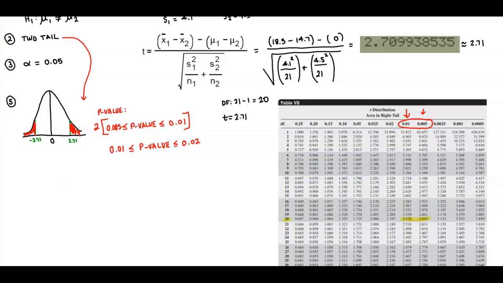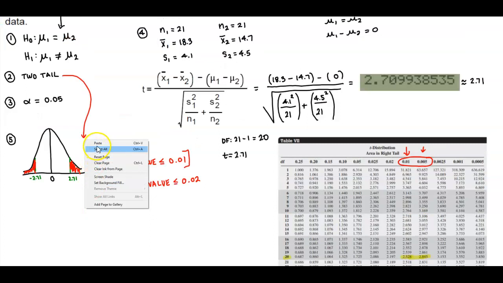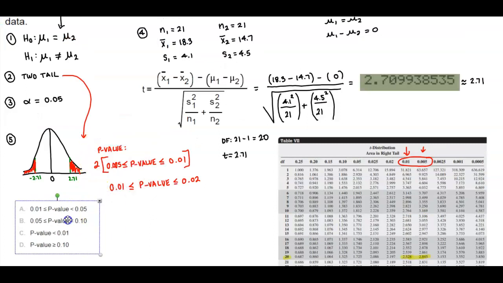Okay, so now in this example, let's look at our options. We're going to use this information to determine the range of the p-values relative to the most common values of alpha. These are the most common values of alpha. If we look at A, B, C, or D, which one does it represent? Well, we can say that it represents A.